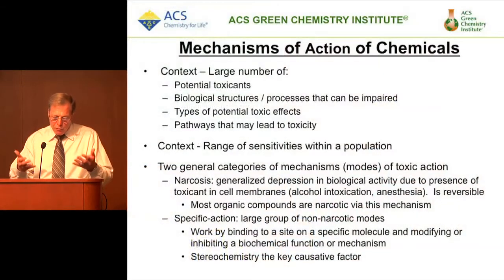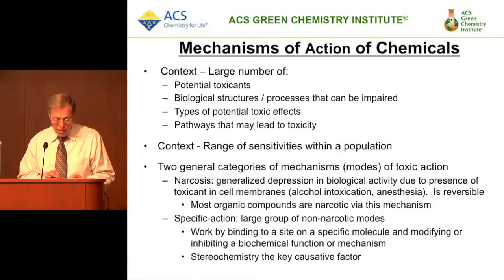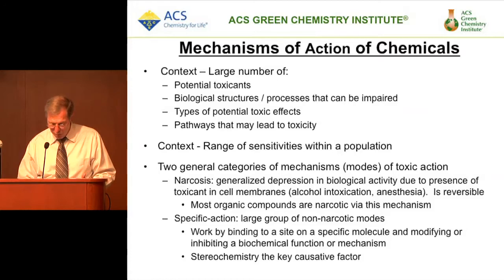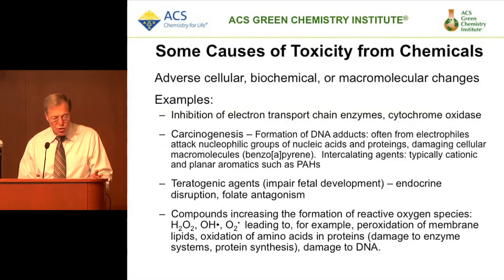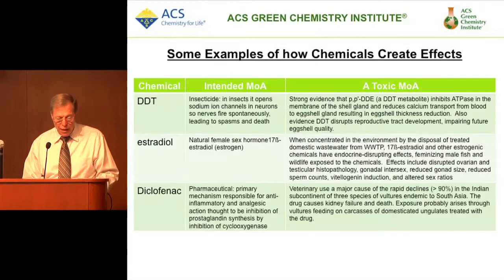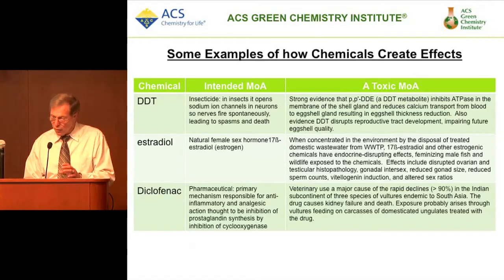Mechanisms of action of chemicals, and I've provided some context here. Again, a complex world, a range of sensitivities. There's a couple different types of toxicology. One is this non-specific narcosis, and most organic compounds tend to have narcotic effects. Essentially, they build up in cell membranes and depress biological activity. Specific acting toxicants is what we typically think of. So there's some type of receptor binding, and that leads to some kind of a biochemical effect within the body. These are just some notations on different types of toxicology, different examples of biological systems that can be impacted. Here's a table that illustrates, for some chemicals, the intended mechanism of action, and then the toxic mode of action that resulted in a problem with that particular compound.